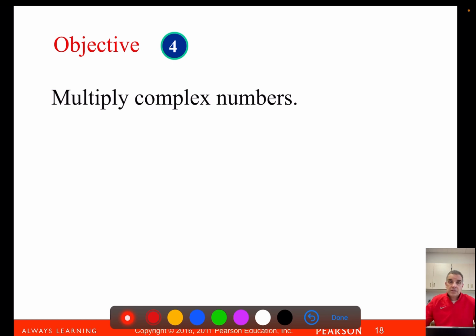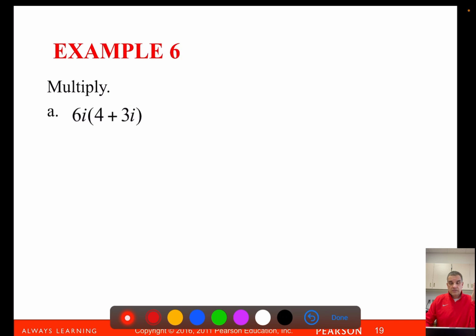Multiplying complex numbers. Again, just like multiplying polynomials, you FOIL. We just got done with foiling in one of the previous lessons, and that's what you're going to do. You're just going to FOIL, or you're going to distribute. You multiply the numbers times the numbers, and you treat the i like it's a variable.